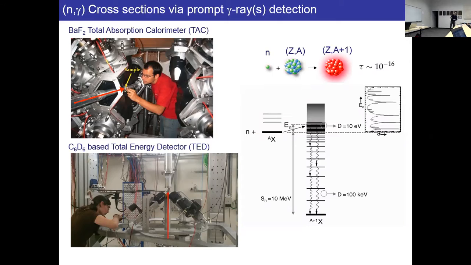And then we have also low-efficiency liquid scintillators. These are C6D6 detectors. They have very low efficiency, but they have the advantage that they are also much less sensitive to neutron-induced backgrounds than this very bulky detection system you can see there.